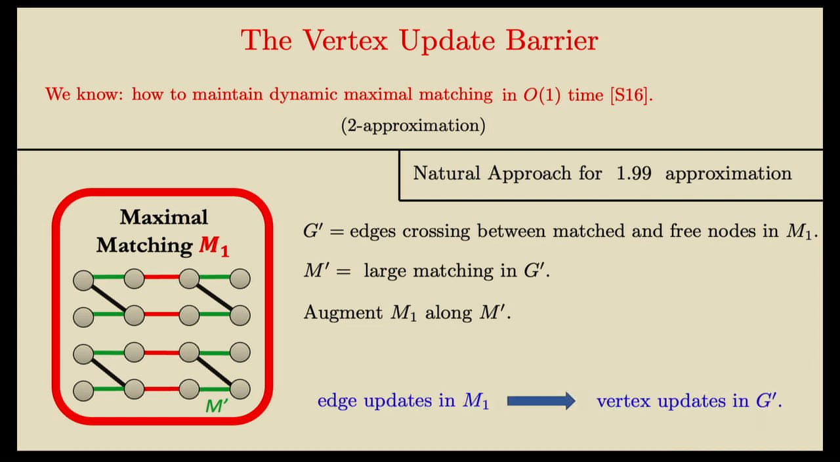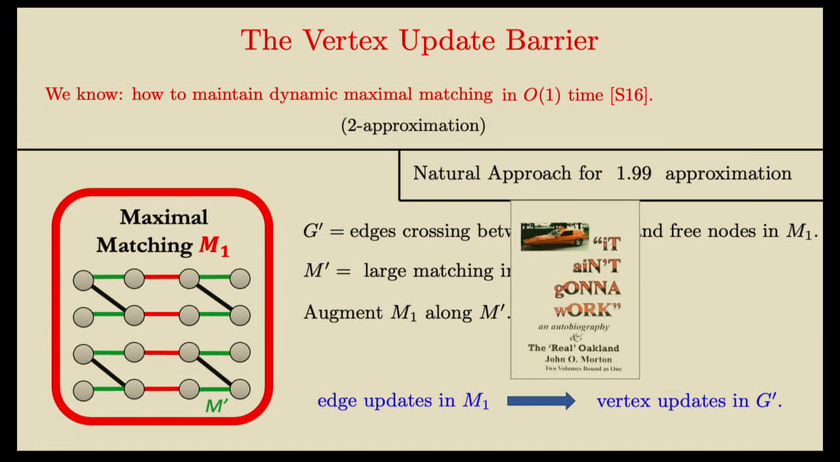The difficulty here is, if there is an edge update in M1, this leads to vertex updates in G prime. An edge update in M1 can change the matched status of a node, which leads to tons of edge insertions in G prime, and we do not know how to handle vertex updates for dynamic matching. You can try to get around this barrier with various different tricks. It just does not work, and people have tried this for several years.